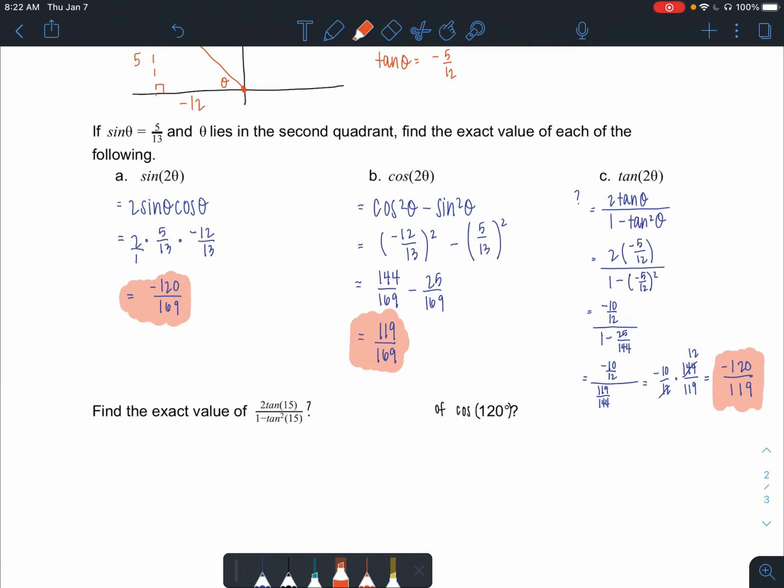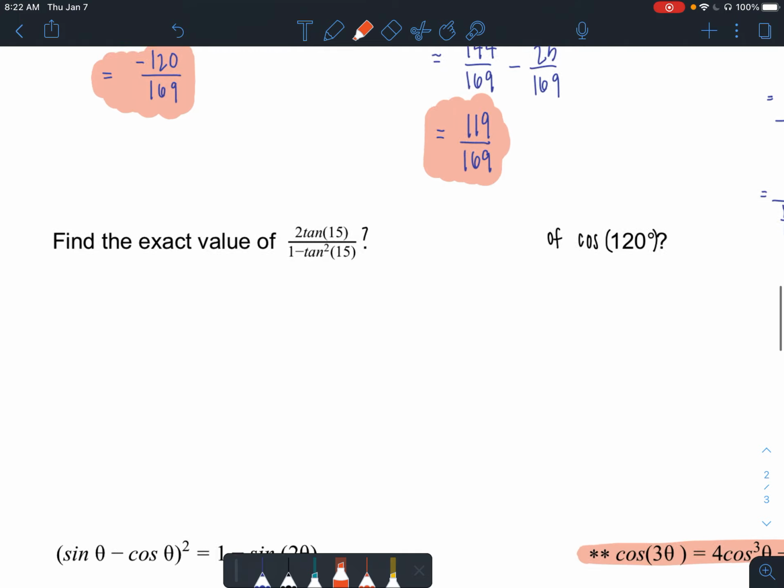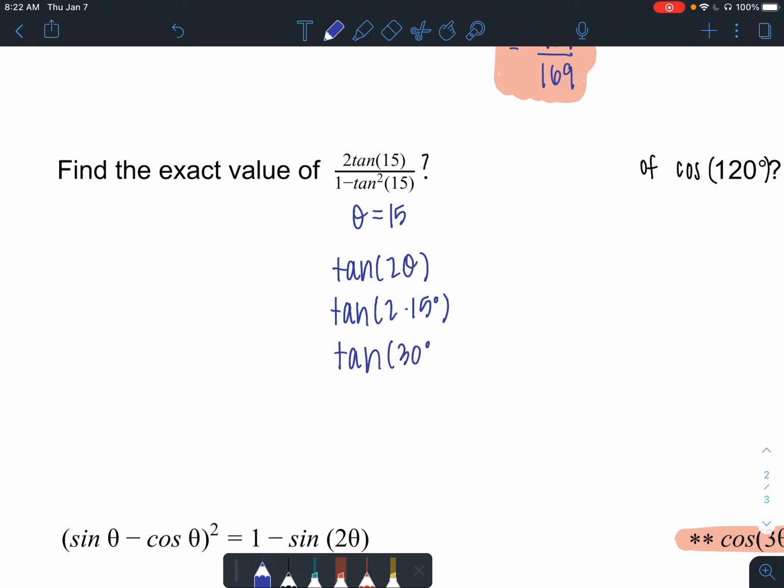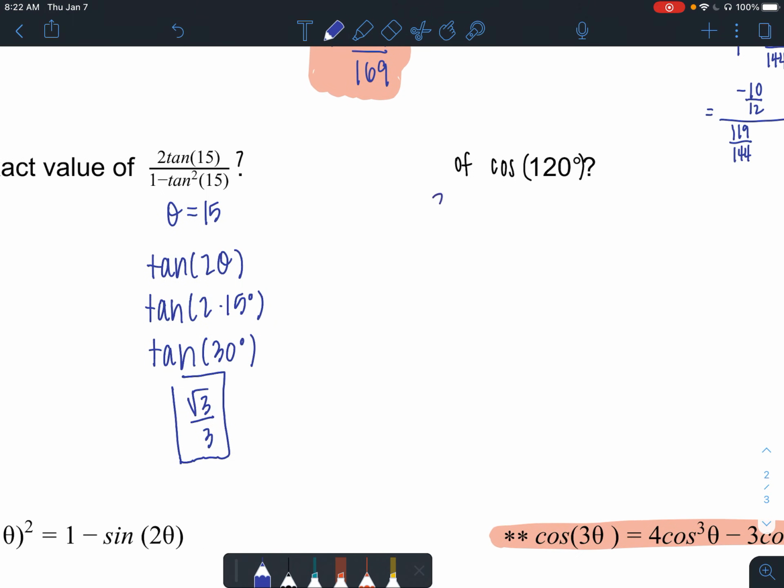Okay. So then let's go ahead and work on finding these exact values here. So these ones are the ones we're working backwards. So this is saying that theta is equal to 15, and it's using that tangent of 2 theta formula. So then if I plug theta in, I get tangent of 2 times 15, or tangent of 30, which is radical 3 over 3. All right, go ahead and try this next one on your own.